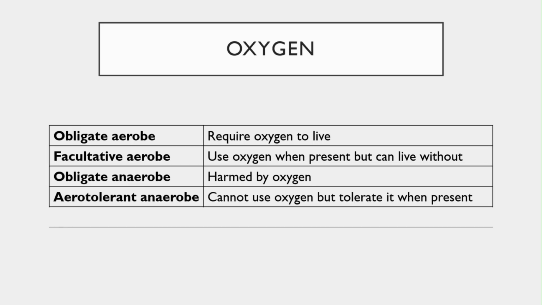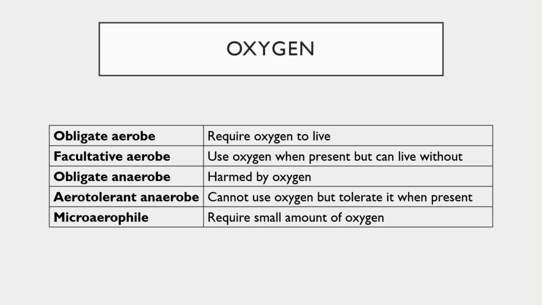Aerotolerant anaerobe is a microbe that cannot use oxygen, but they can tolerate it when present. So they can't make a living on it, but they have methods to deal with the toxicity of oxygen itself. Those are the aerotolerant anaerobes, which are often confused with microaerophiles. Microaerophiles require a small amount of oxygen.